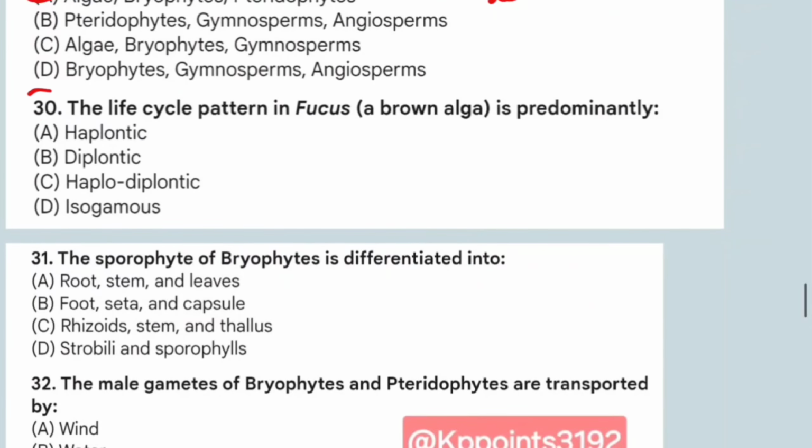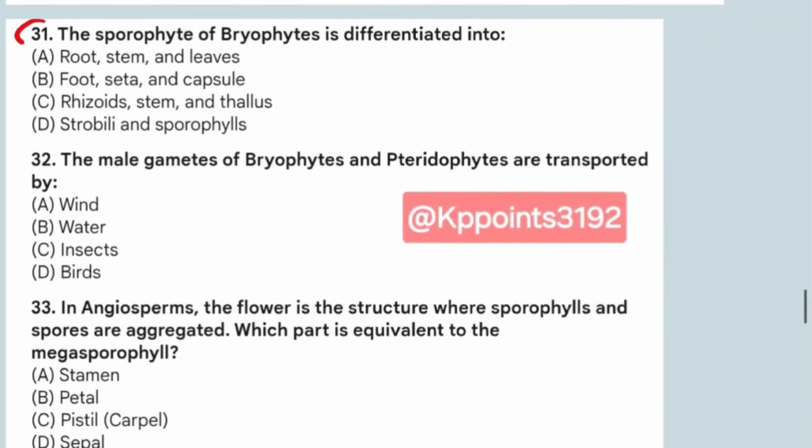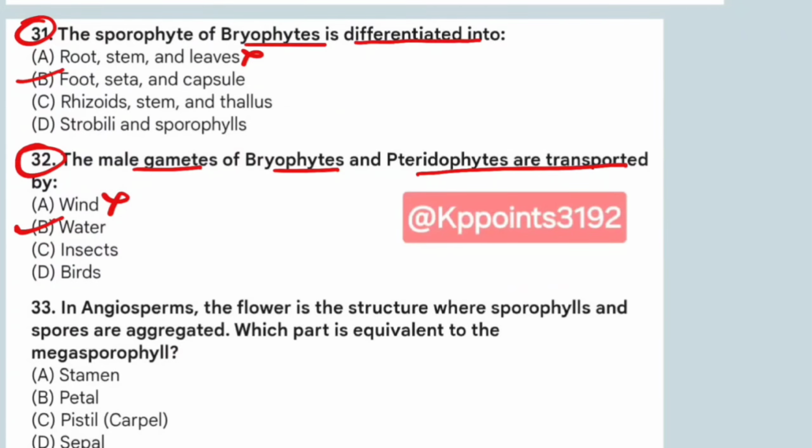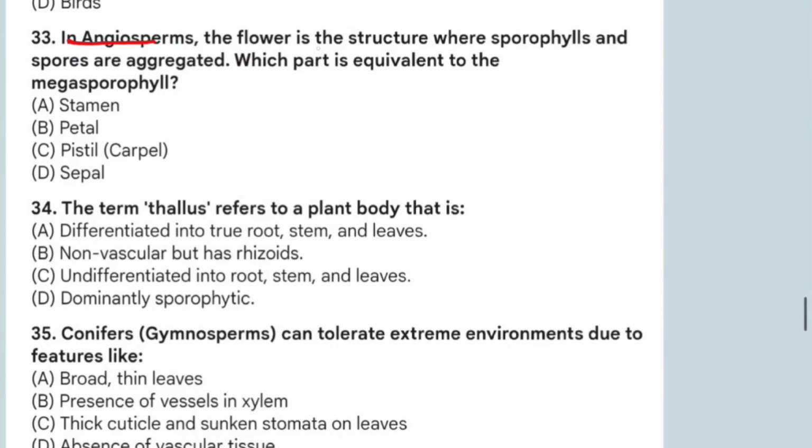Now next is 30. The life cycle pattern in Fucus, a brown alga, is predominantly haplontic? No. Diplontic? Yes. 31. The sporophyte of a bryophyte is differentiated into root, stem, leaf? No. Foot, seta, capsule? Yes. 32. The male gametes of bryophytes and pteridophytes are transported by wind? No. Water? Yes. 33. In angiosperms, the flower is the structure where sporophylls and spores are aggregated. Which part is equivalent to the megasporophyll? Stamen? No. Petal? No. Pistil? Yes. Carpel means gynoecium.